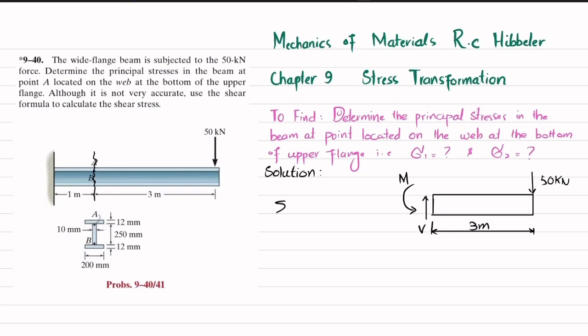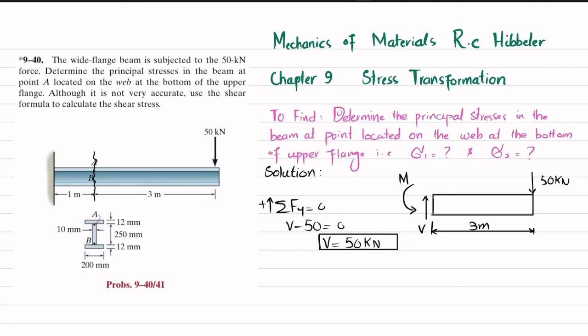For shear force, we will apply sum of all forces along Y direction equal to 0, and upward force is taken as positive. You can see V is acting upward and 50 kilonewton is acting downward. Their sum must be equal to 0. So it means that shear force is equal to 50 kilonewton.